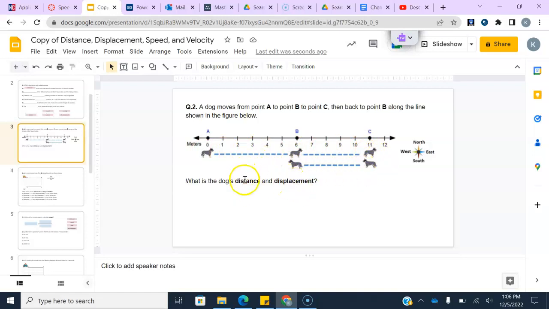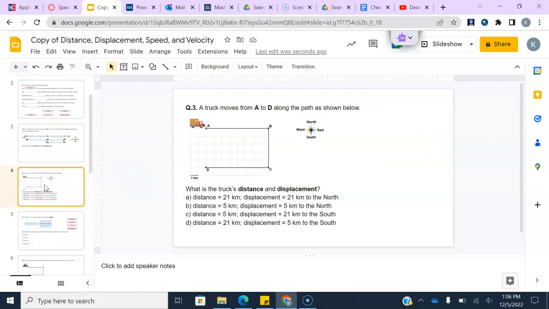So remember, distance is the total. Displacement is how far he is from his original starting point. For question 3, same thing, distance and displacement.